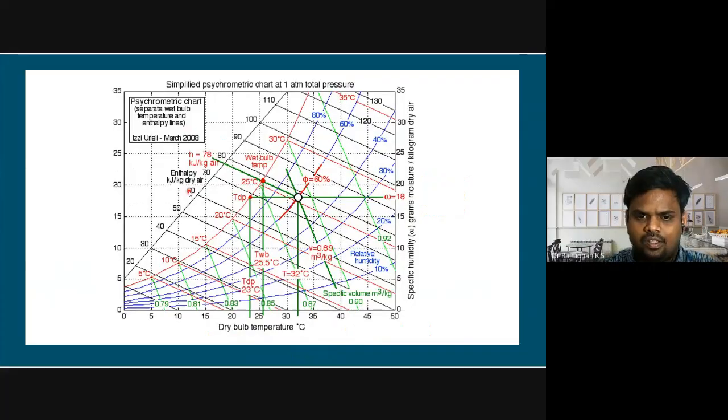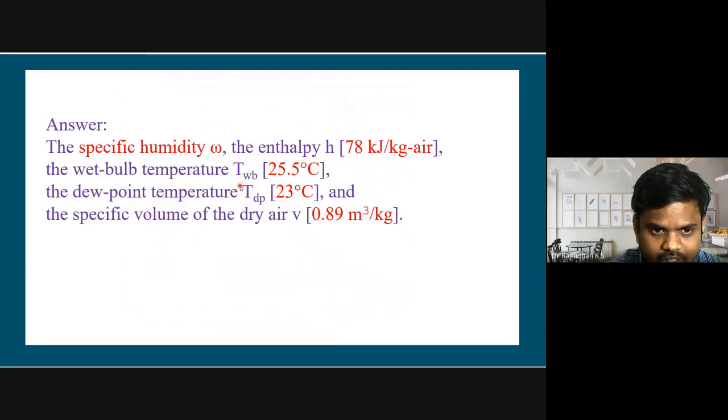We have a point at 32, which is what we are drawing here. So we have the 32 line and the 60% humidity line. When you go towards the x-axis, you get the value for this one. If you draw a line parallel to the wet bulb lines, you get the wet bulb temperature. If you draw a line horizontally, you get the dew point temperature. If you extend further, we will get the H line, where we get the value for H. In this way, you can check values.